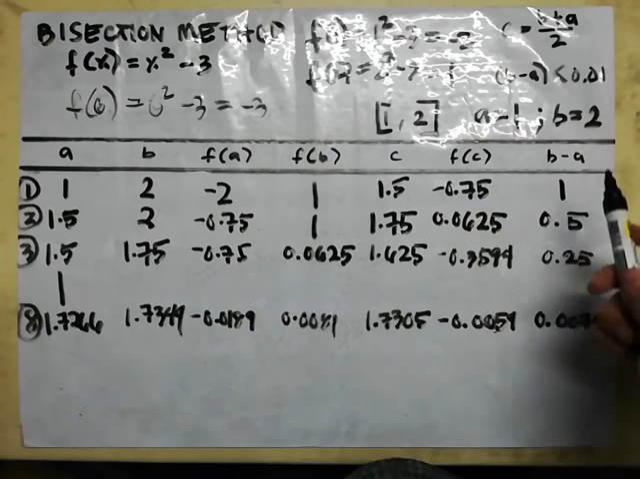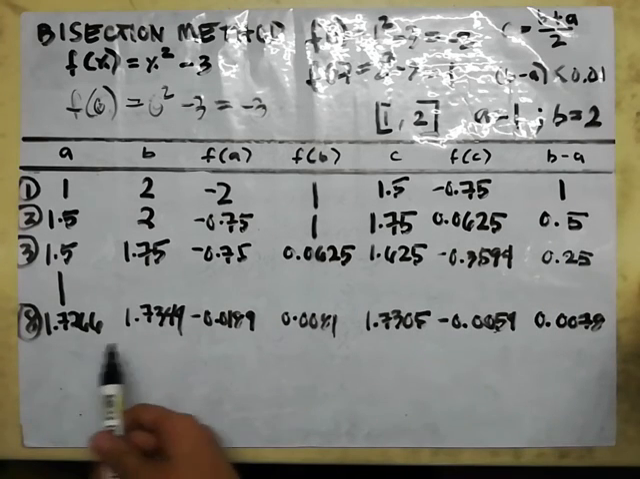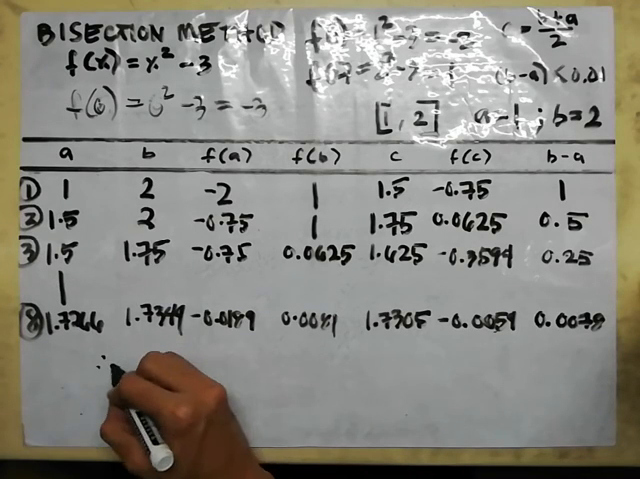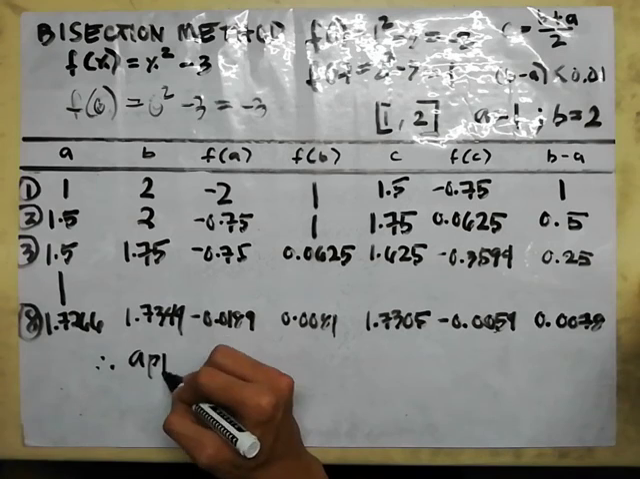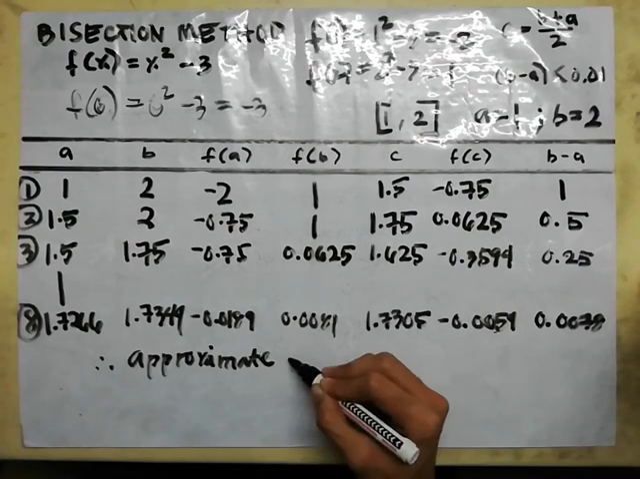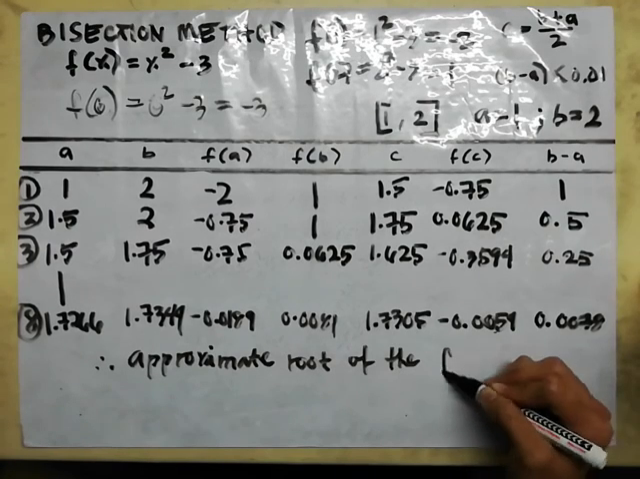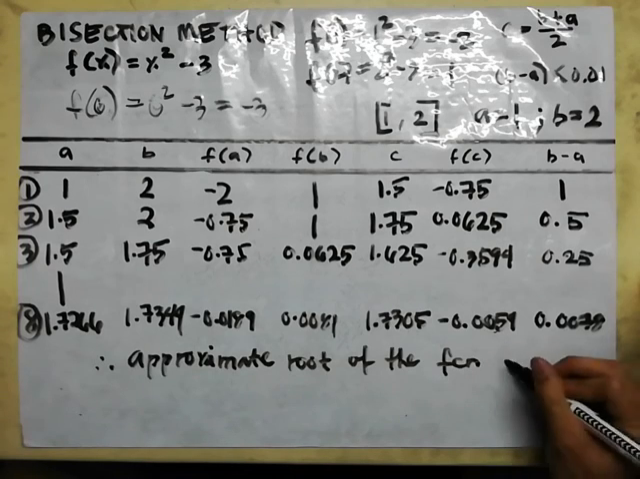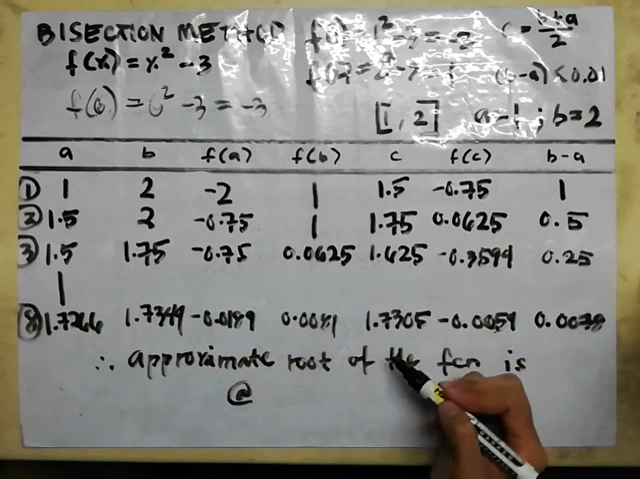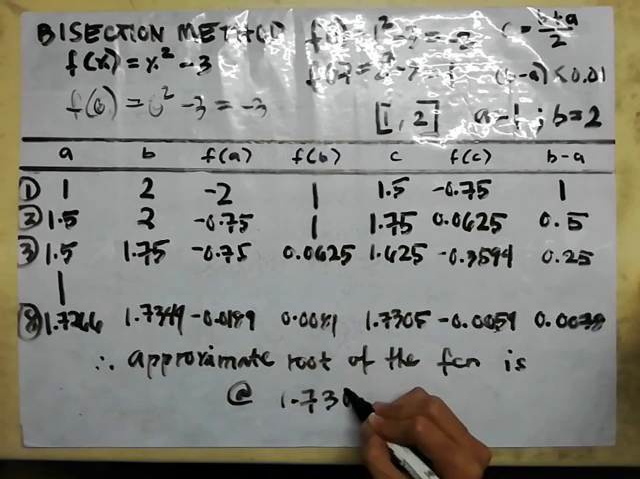Since b minus a is equal to 0.0078, which is less than 0.01, we will stop our iteration here. So we can say, therefore, our approximate root of the function is at our c, which is 1.7305.